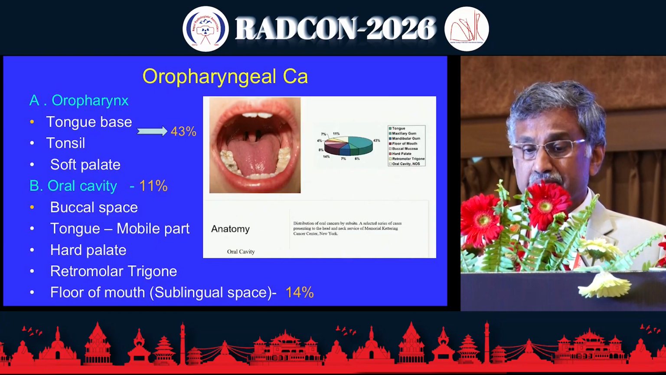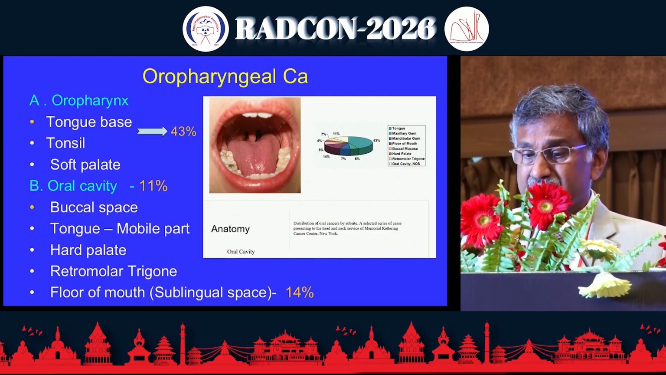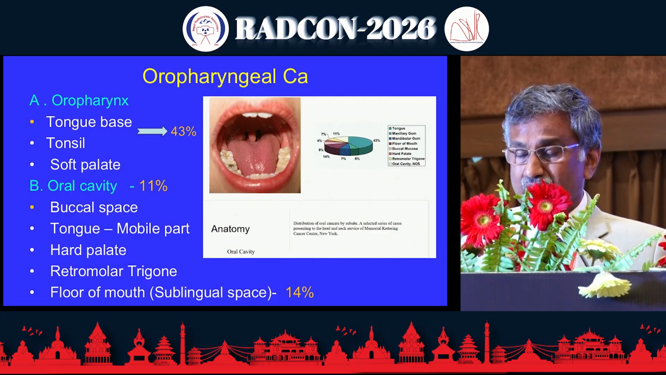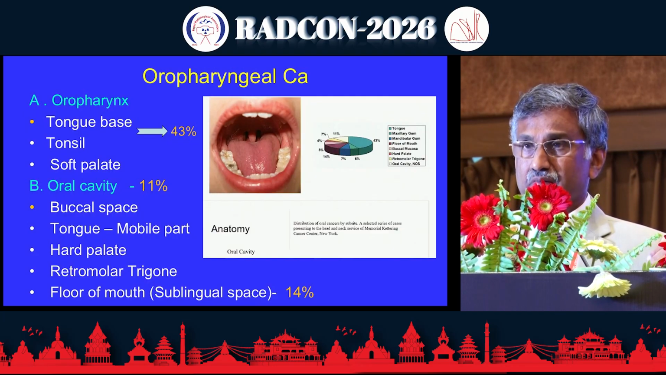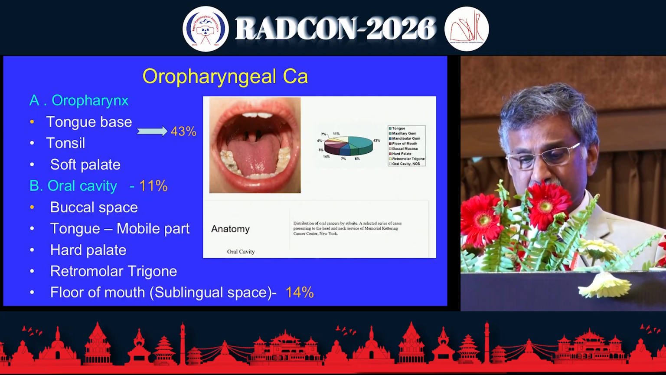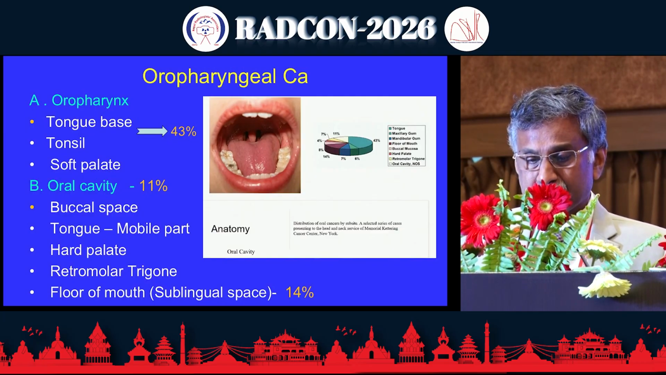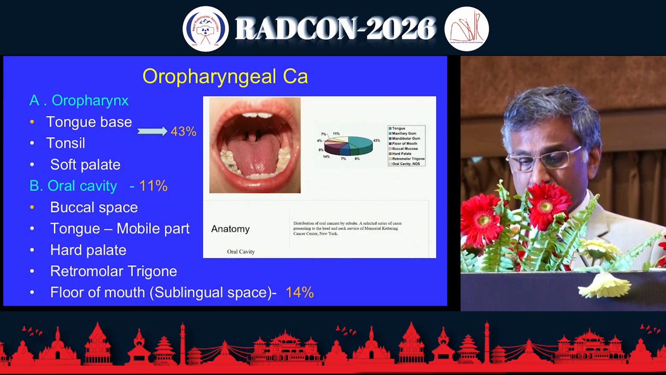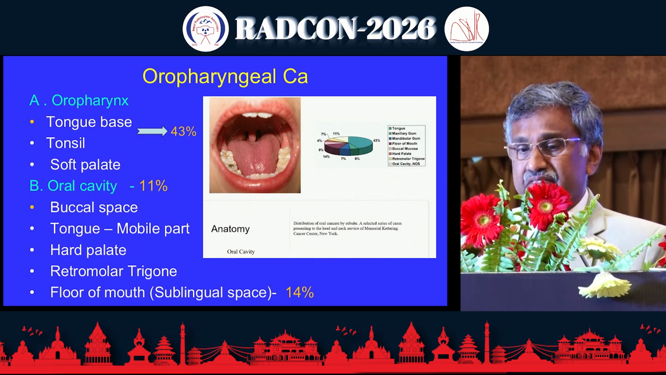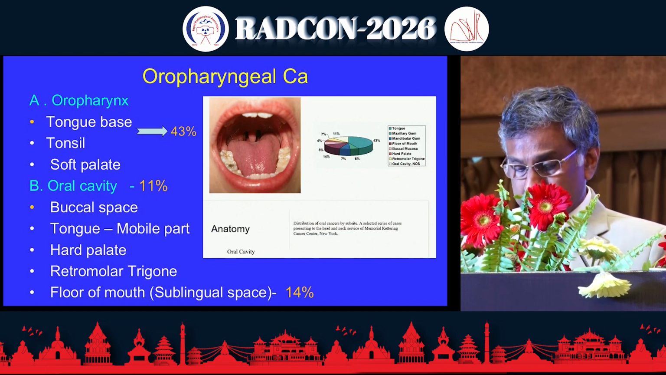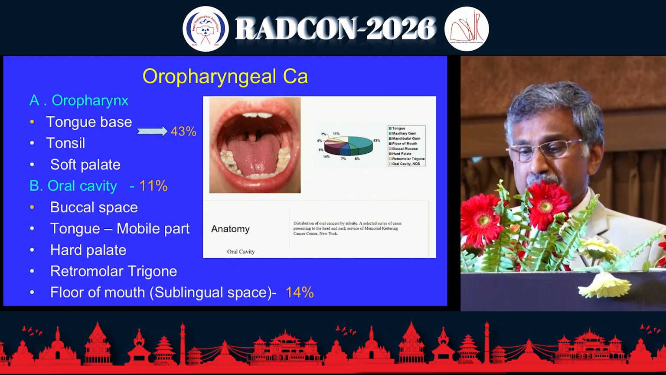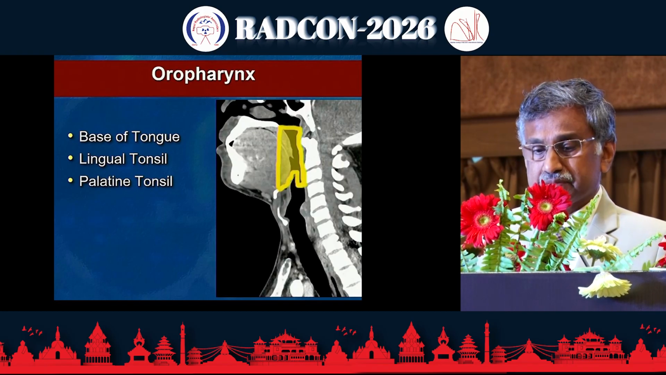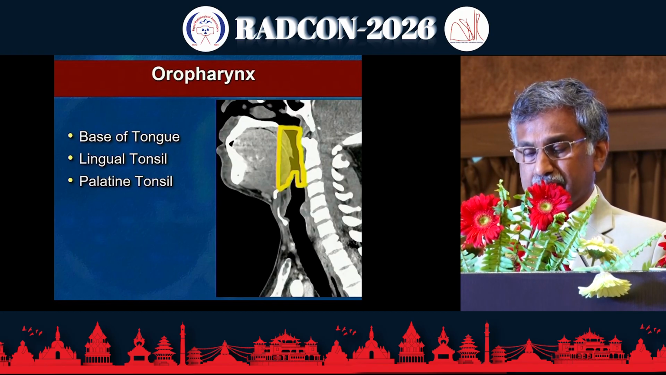Oropharynx will be tongue base around 43%, along with the tonsil, palatine tonsil and soft palate involvement around 45%. Oral cavity is around 11%, where there is buccal space, mobile tongue involvement, hard palate, retromolar trigone, floor of mouth. So we should be familiar with this subset of oropharyngeal cancer. The oropharynx consists of three subsets: base of tongue, lingual tonsil, and palatine tonsil.